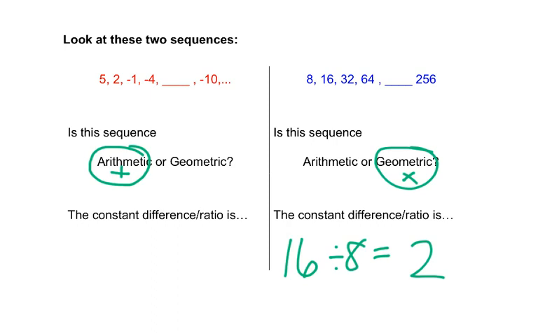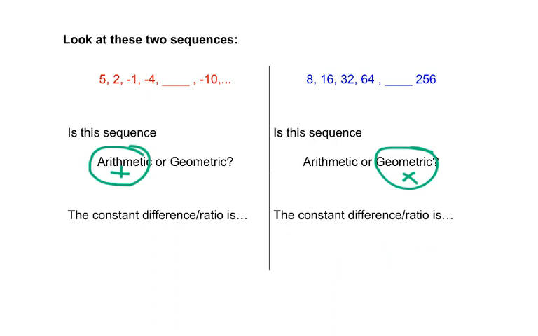So times by 2. 8 times 2 is 16. Cool. 16 times 2 is 32. 32 times 2 is 64. So awesome. We now know that the red sequence is arithmetic and the blue sequence is geometric.